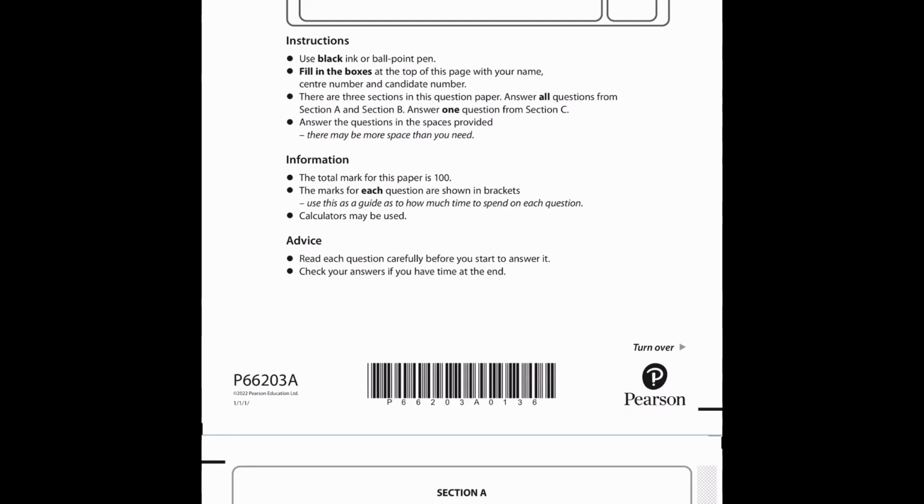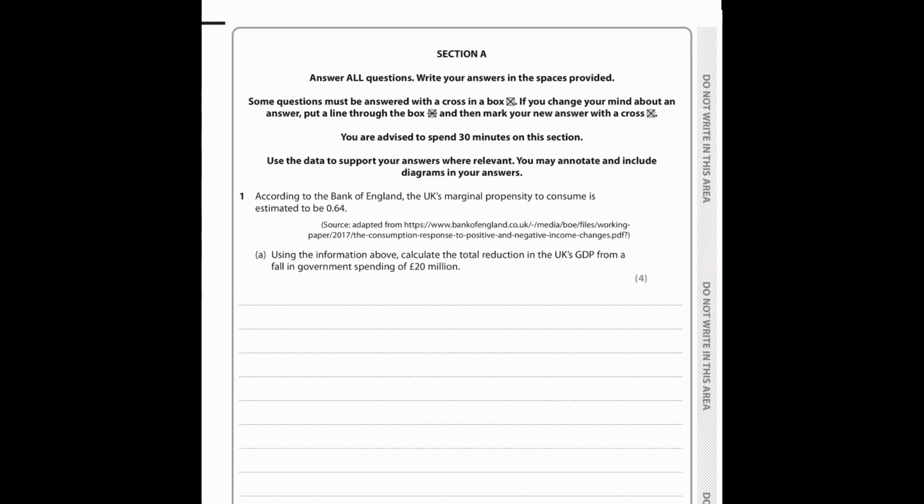So let's jump into it. We have 30 minutes, but it never takes us that long because we are always trying to save time by moving on to section B and the longer mark questions, which obviously carry more significance for your final result at the end of your paper.